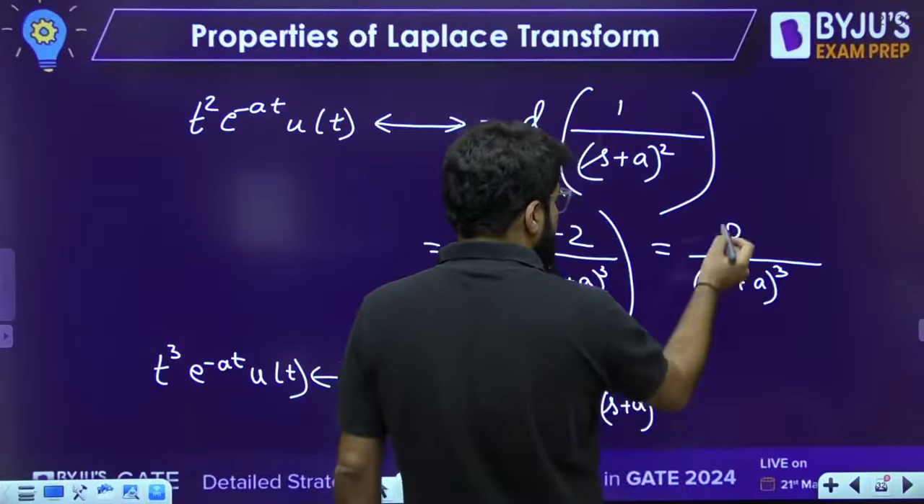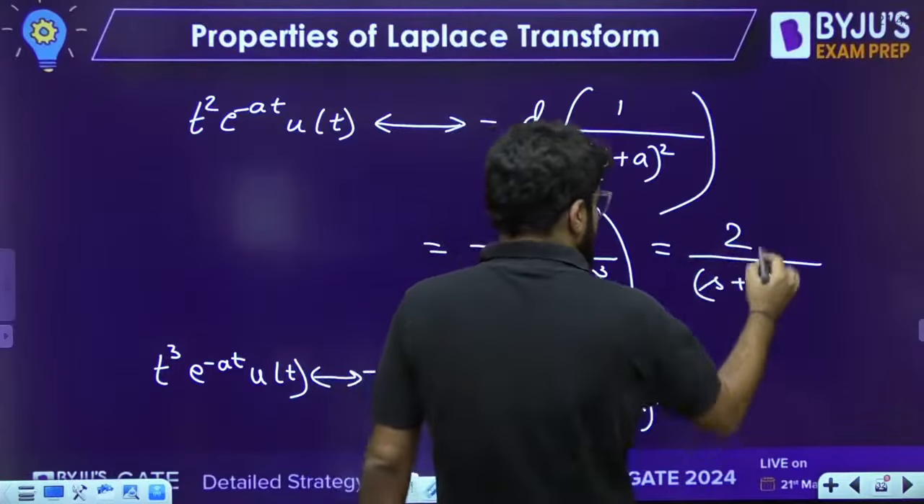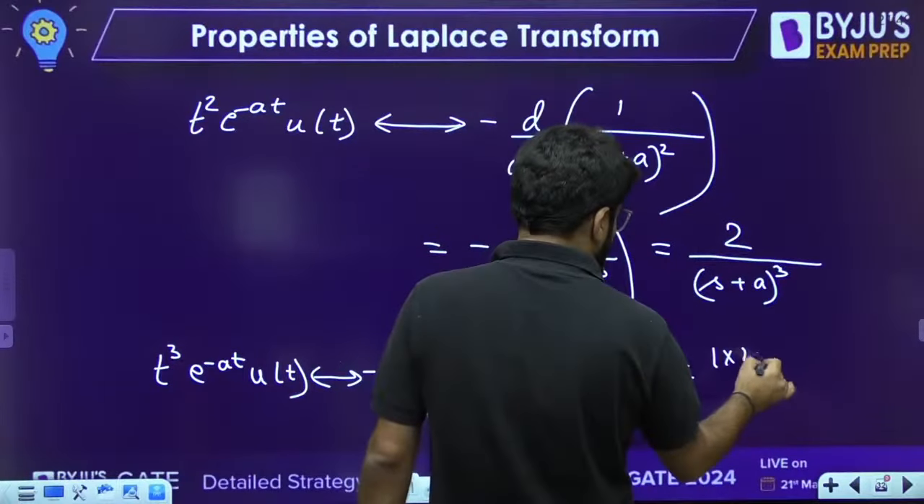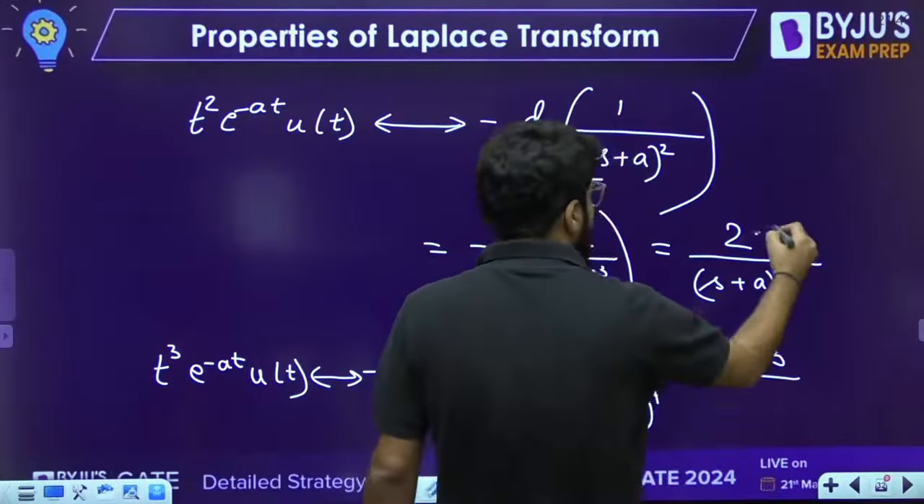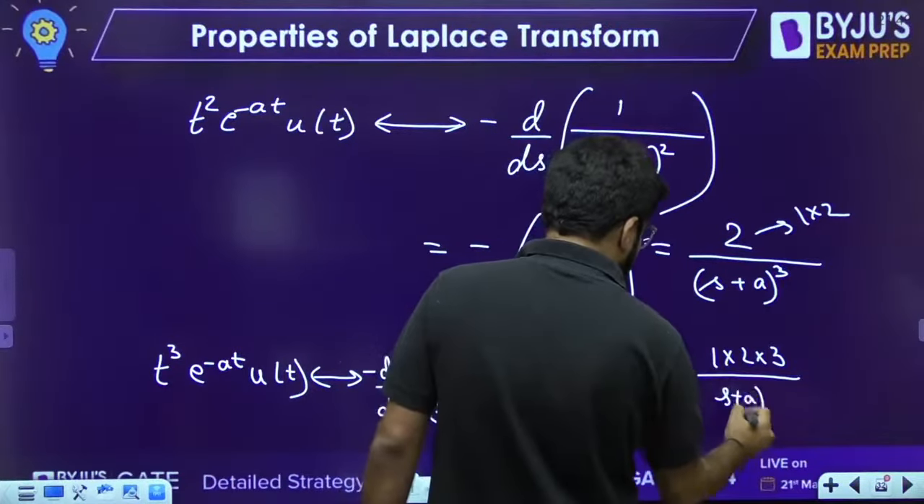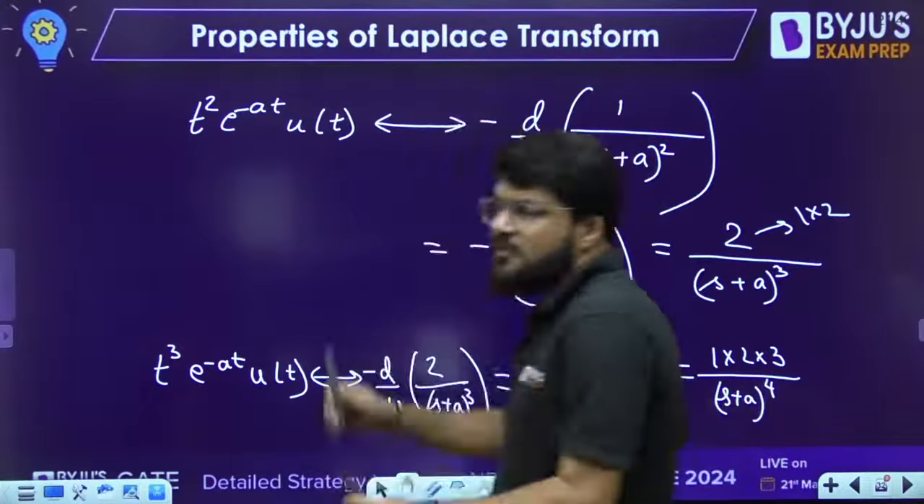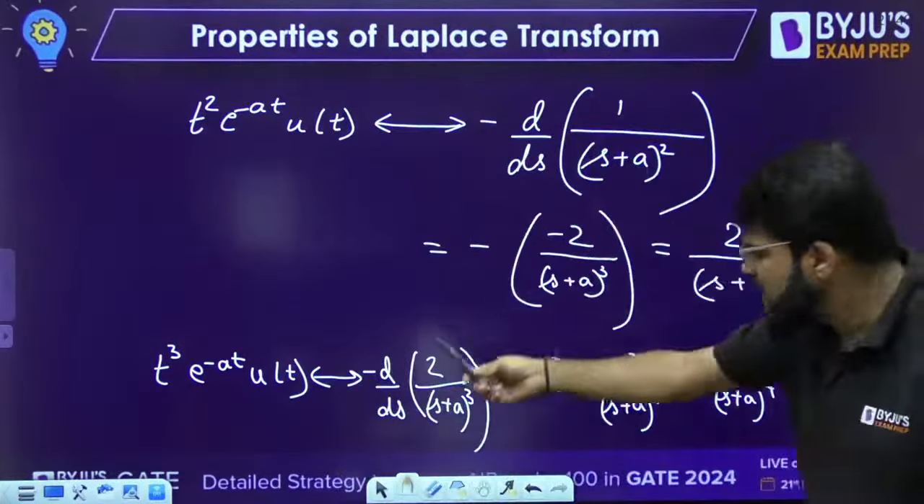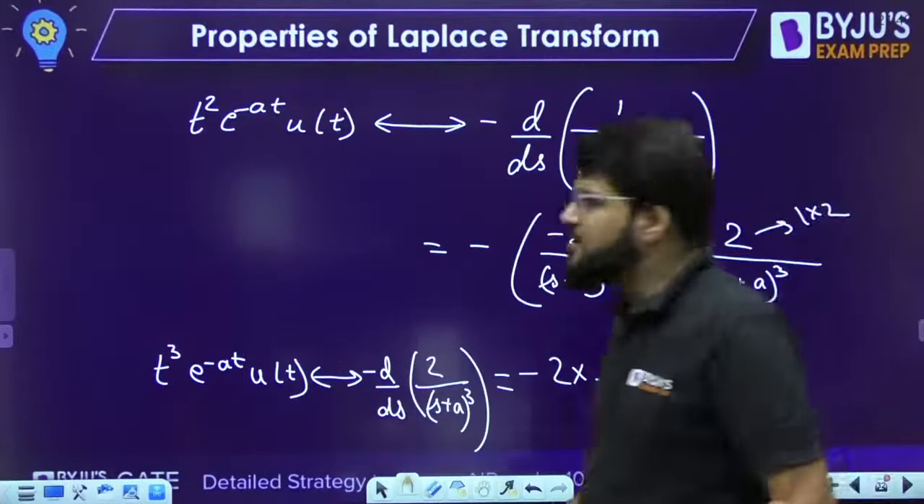Or you can write this was 2, na? Here it is 1 into 2 into 3. It is 6, which is 1 into 2 into 3. This 2 can be written as 1 into 2 also, divided by s plus a power 4. Right. So see, for t square it is 1 into 2. For t cube it is 1 into 2 into 3. Like this I can generalize.